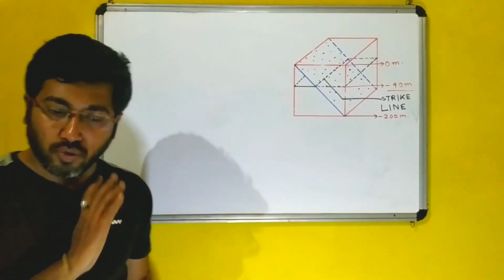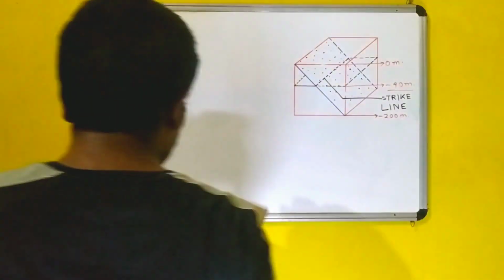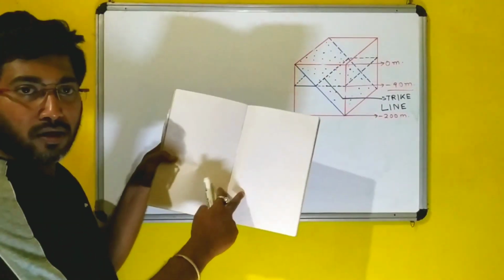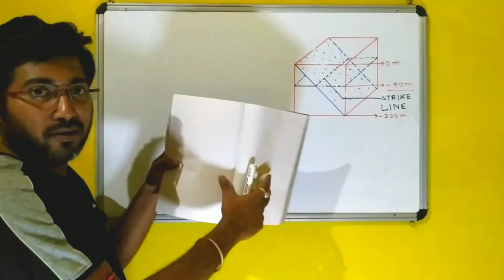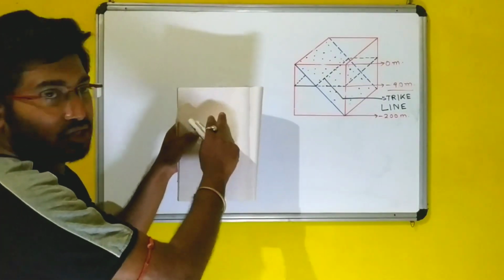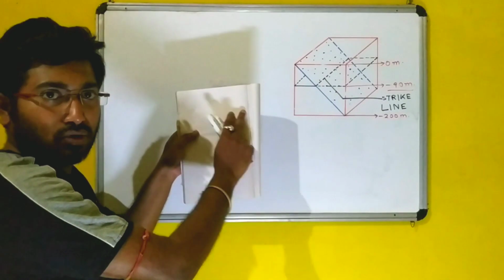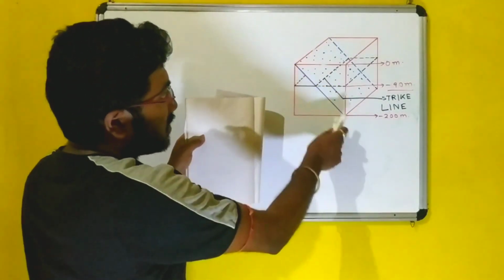But in 2D, when in a copy we used to draw, we used to solve the problems, this is 2 dimension, and this figure is 3 dimension.